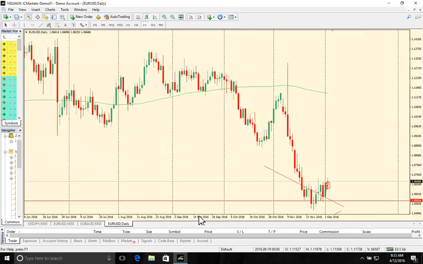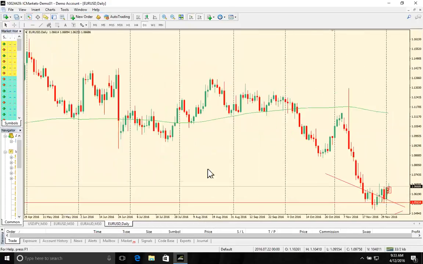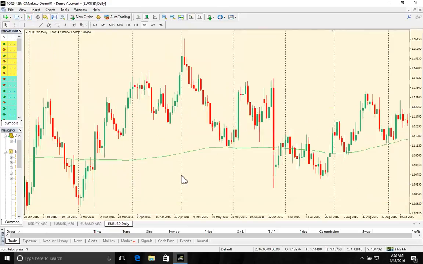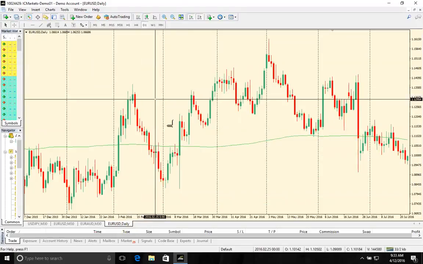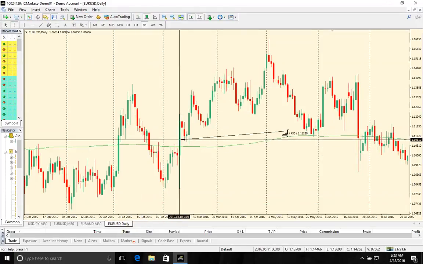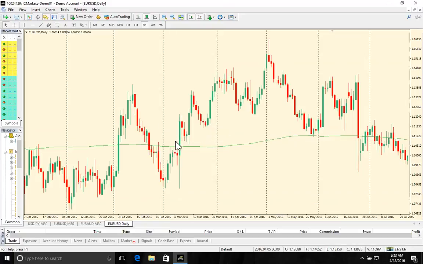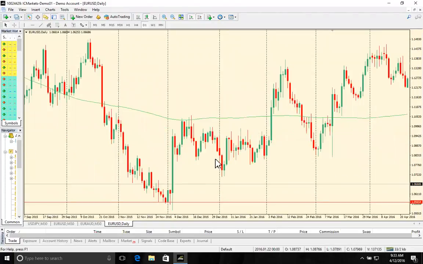This is a daily chart, Euro USD. What you can see, price crosses above the 200 and bounces. How many days? From here up to here, 35 days, 56 days. Okay, just go a little bit more here.